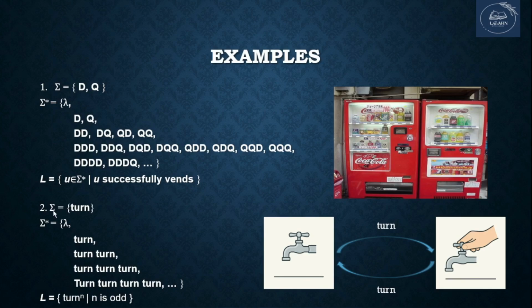And if we go back to the second example, we have our sigma to be turn, because that is the only symbol we have in our example. And we have our sigma star starting again from empty, move to turn. You can see we can have this an infinite number of times. So the ones that are accepted, which is our language L, is turn raised to power n, meaning turn raised to power 3, which is turn, takes us back to the final state.